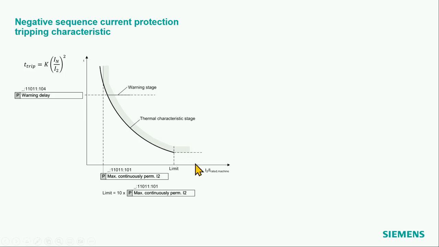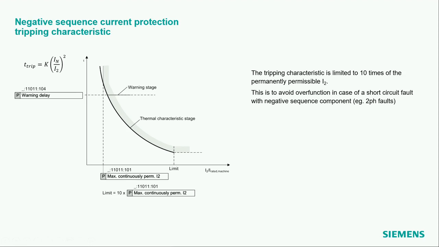We built in here also a maximum value, a limit here, which is 10 times this value. So in that current range here, our thermal model is working. And if we cross that, then we keep that tripping time. This is basically to stabilize that function. If I have a short circuit somewhere, we don't want very big temperatures at the end, to balance this out a little bit. Therefore, we have this. It's to avoid overfunction in case of a short circuit fault, and also that it does not take infinite time.